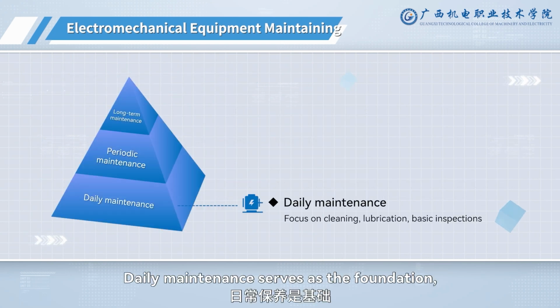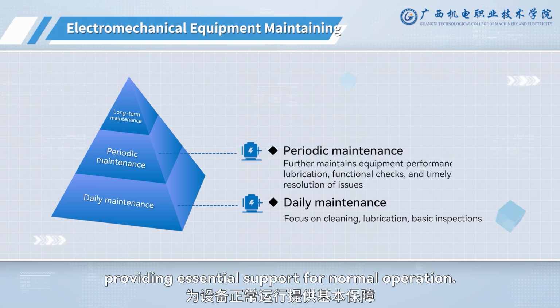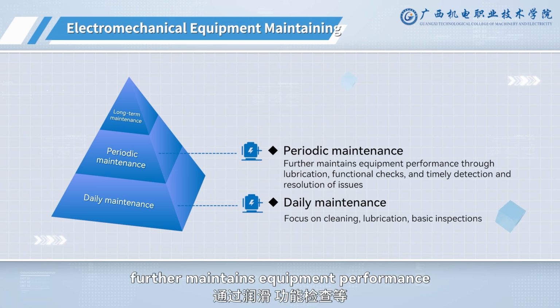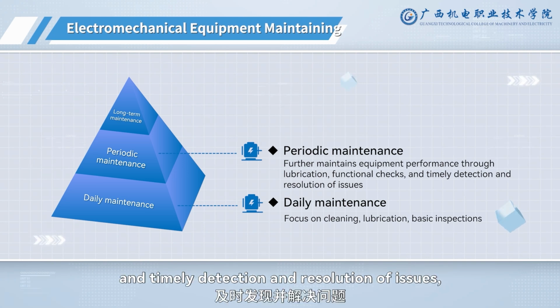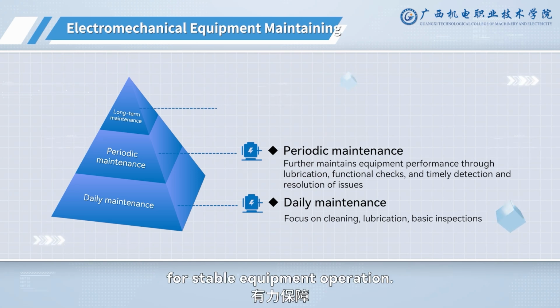Daily maintenance serves as the foundation, focusing on equipment cleaning and basic inspections, providing essential support for normal operation. Periodic maintenance further maintains equipment performance through lubrication, functional checks, and timely detection and resolution of issues, acting as a strong safeguard for stable equipment operation.